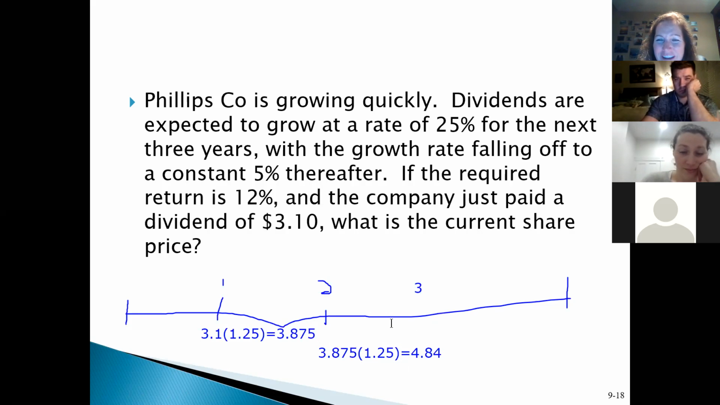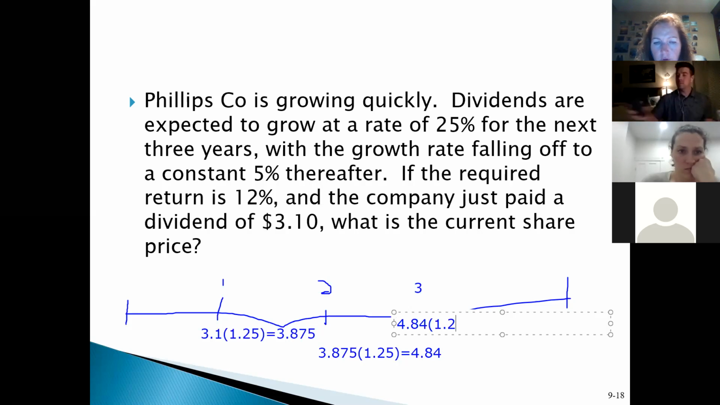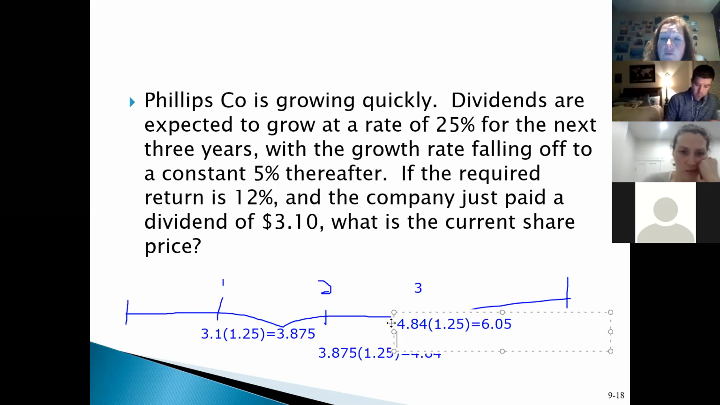Okay, and then in year 3, we have 4.84 times 1.25, and that equals, what'd you get for that one? Did you get that one? 6.05. Good. Okay, so that's the dividend growing at 25%, but it's only doing that for 3 years.